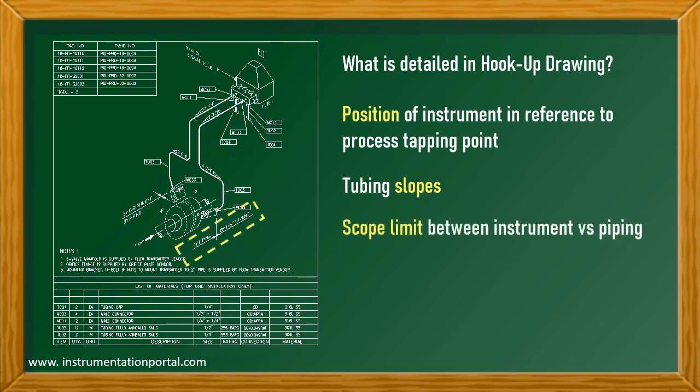And the scope limit between instrument and piping. The battery limit between instrument and piping shall be made clear. This must be in line with the P&ID or piping documents.